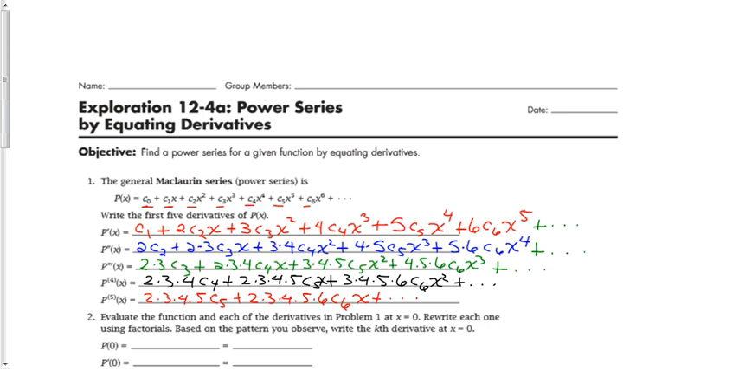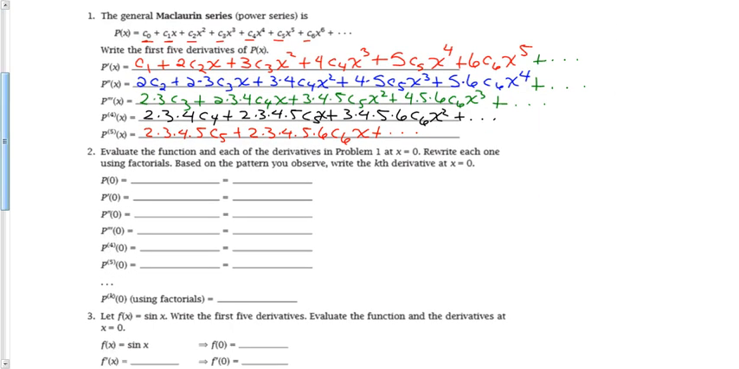So number 2 says evaluate the function and each of the derivatives at x equals 0. And we're going to rewrite it using factorials. As you can see, I've set it up so that we can see the factorials fairly easily. So p sub 0 is just called c sub 0, right? If I take p of x up top and I plug in x is 0, I'm going to get c sub 0. There's no factorial needed on that one.